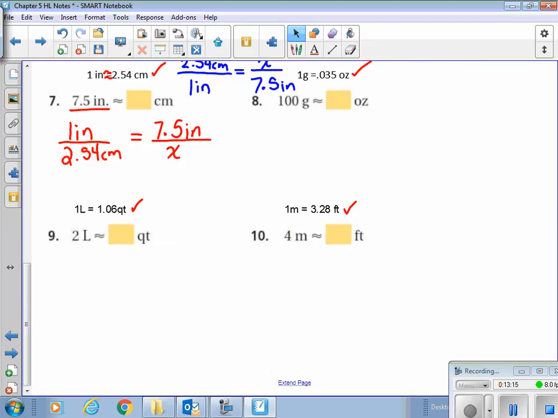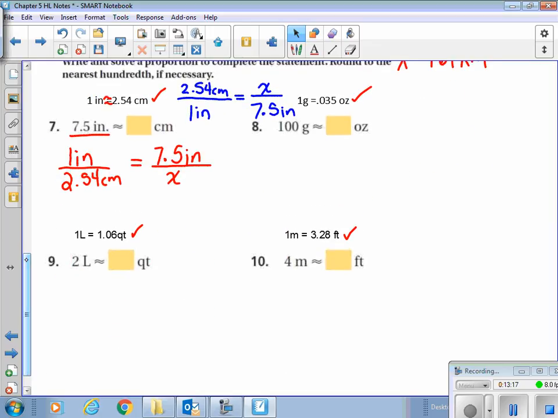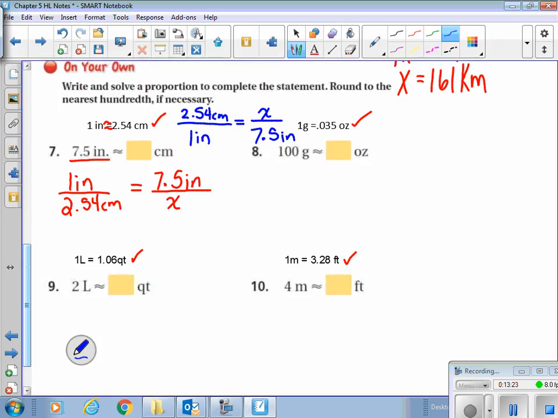So I'm going to go with the one that I set up in red for number 7. And notice in the directions it does say to round to the nearest hundredth if necessary. So if you end up with a really long answer, you can always round it off to the nearest hundredth. So my cross products here, I've got 1x, and I've got 2 and 54 hundredths times 7 and 5/10, and that leaves me with 19 and 5 hundredths. My answer on the bottom, look for my unit, would be centimeters.